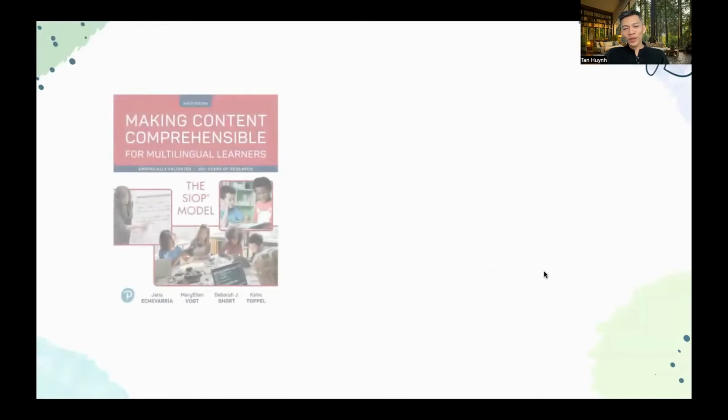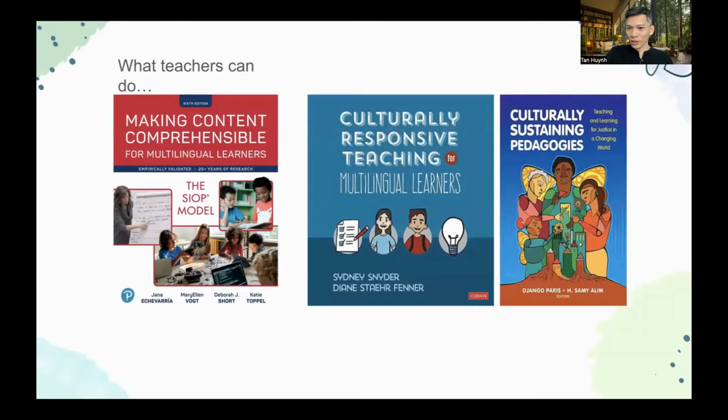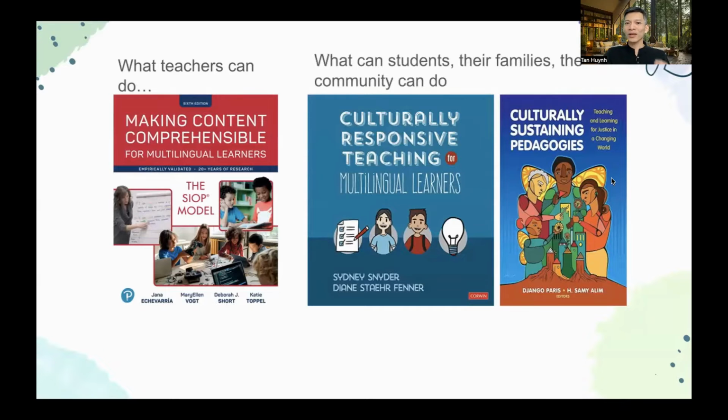To conclude, when I think about making content comprehensible, or SIOP, I think about what teachers can do. When I think about culturally responsive instruction or sustaining pedagogy, it's thinking about what students, their families, and the community can do. And together, we can do so much.